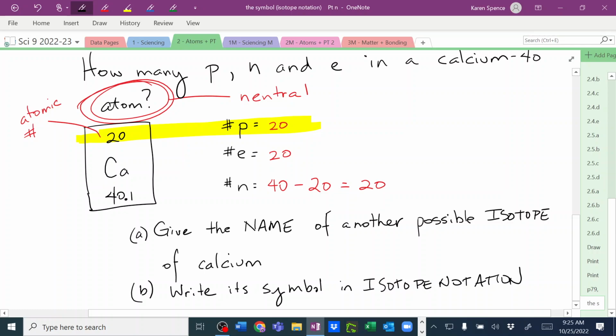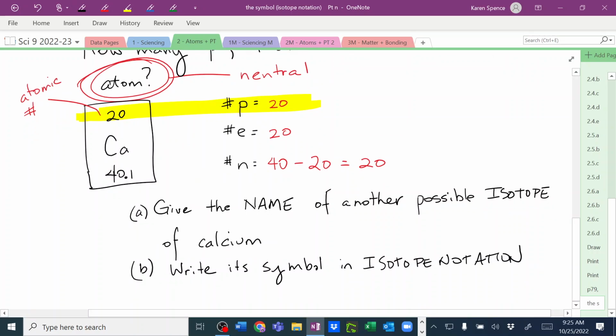Have you done that? Back row, who's chatting to each other, have you completed this question? Yeah? You did? Have you written its symbol in isotope notation? You wrote the name and the symbol in isotope notation? Okay, so that's why we're paying attention, right? Yeah, because we need to learn this.